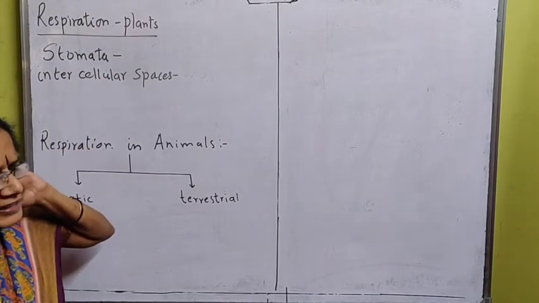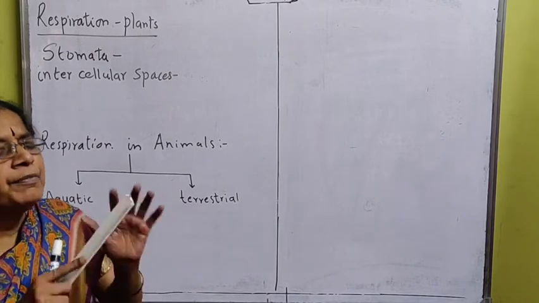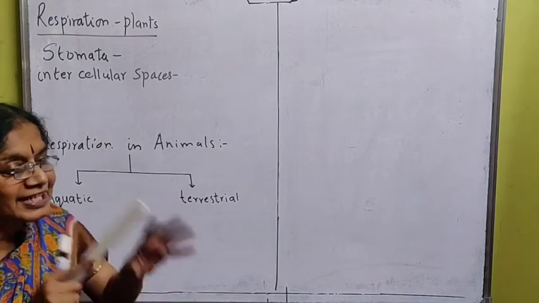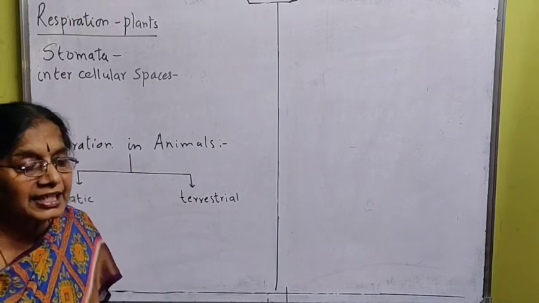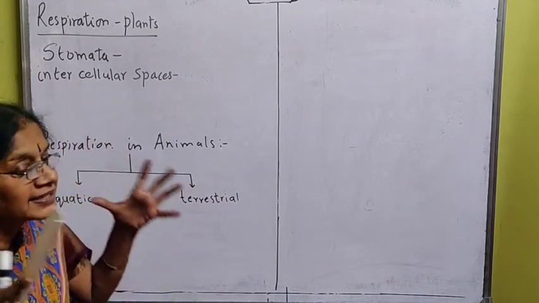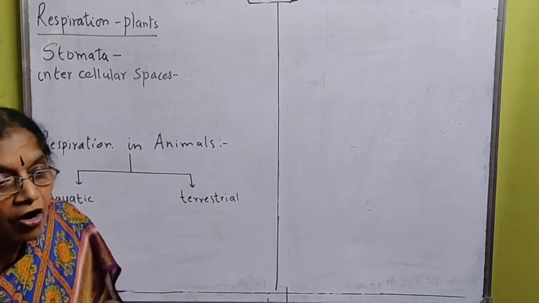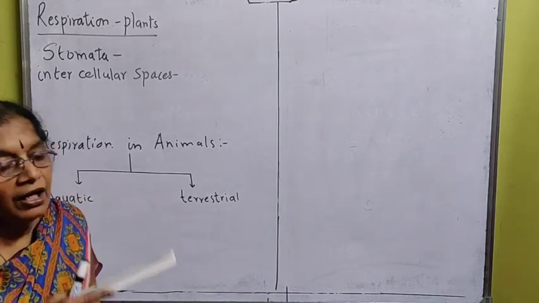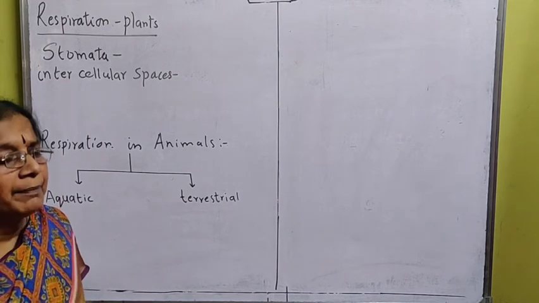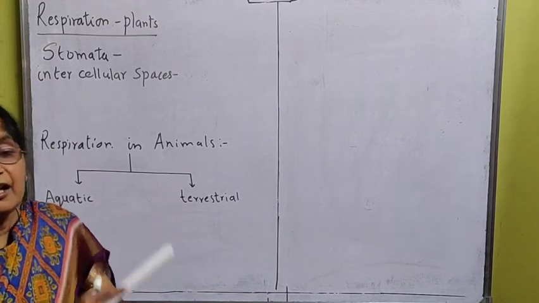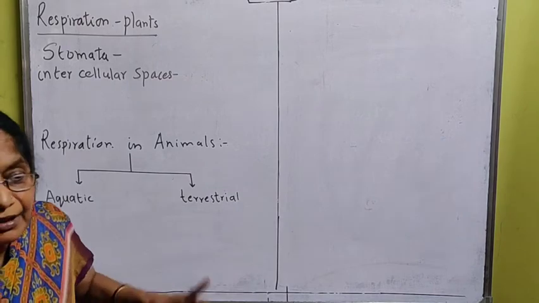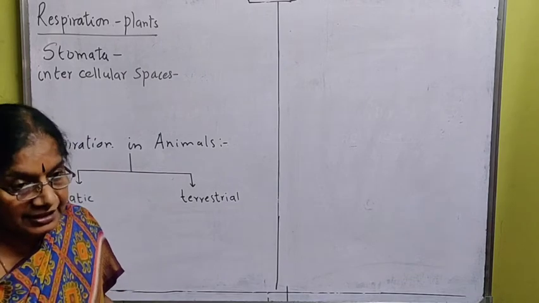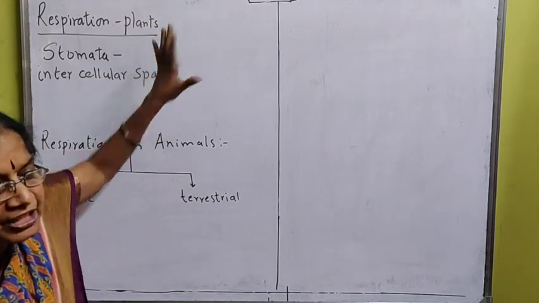In the body itself there are a few spaces between the cells, and that space is called intercellular space. In there the exchange of gases takes place. Oxygen is taken in and carbon dioxide is given out. But almost the whole daytime the plant does photosynthesis. There will be no respiration during daytime. It will only take in carbon dioxide and give out oxygen. This is what happens in respiration in plants.